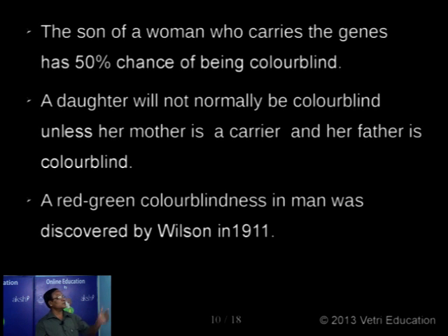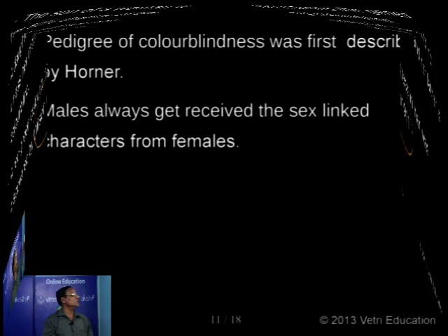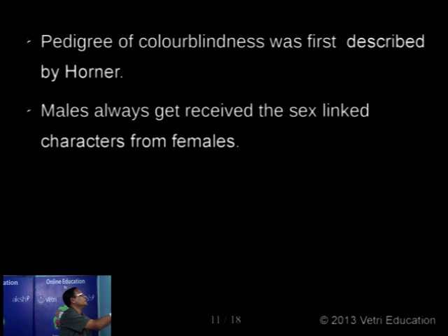Based on this, we have a number of problems. The son of a woman who carries the gene has a 50% chance of being colorblind. A daughter will not normally be colorblind unless her mother is a carrier and her father is colorblind. That is a rare marriage. Colorblindness was first reported by Wilson in 1911. The pedigree of color blindness was reported by Horner, the next person. So it was first reported by Wilson in 1911, but the pedigree analysis of color blindness was first described by Horner. This is the true concept.